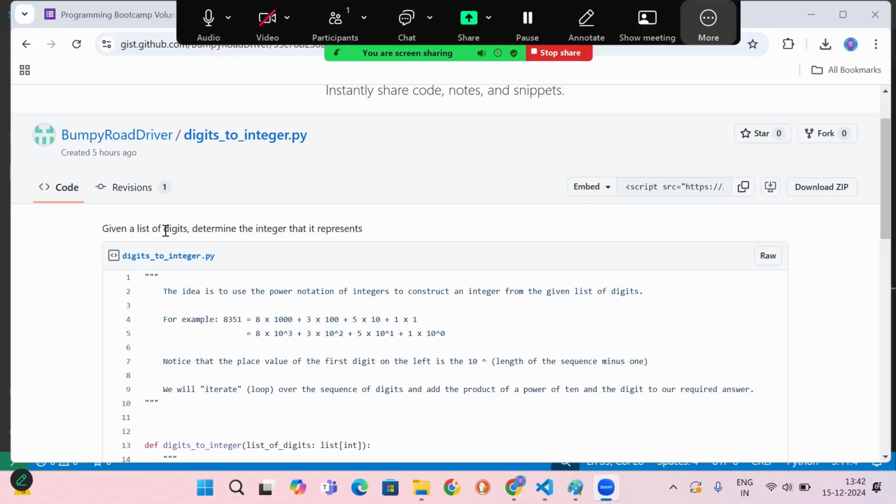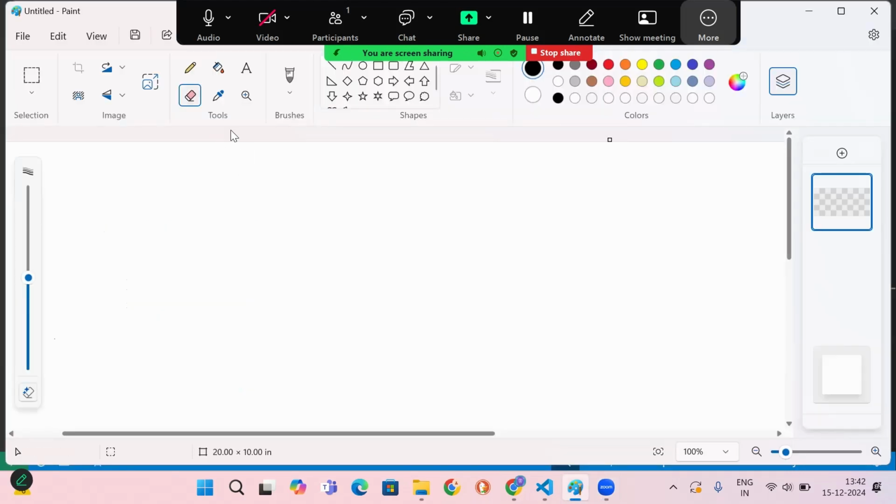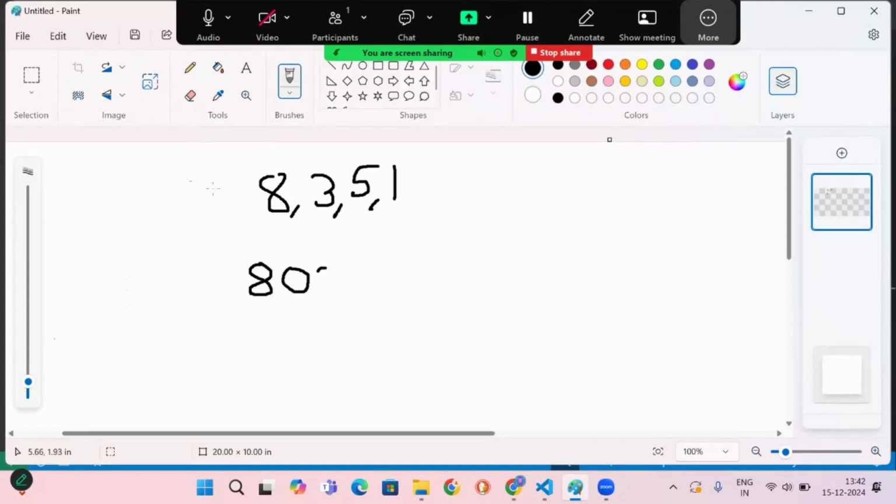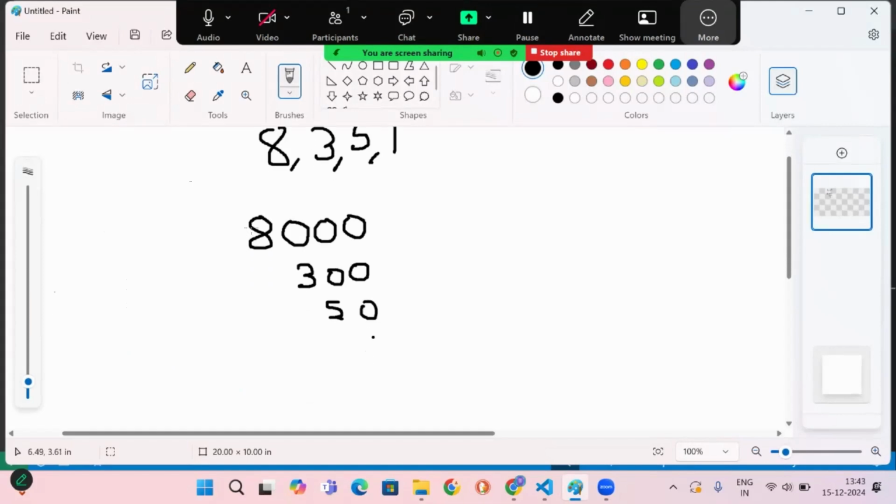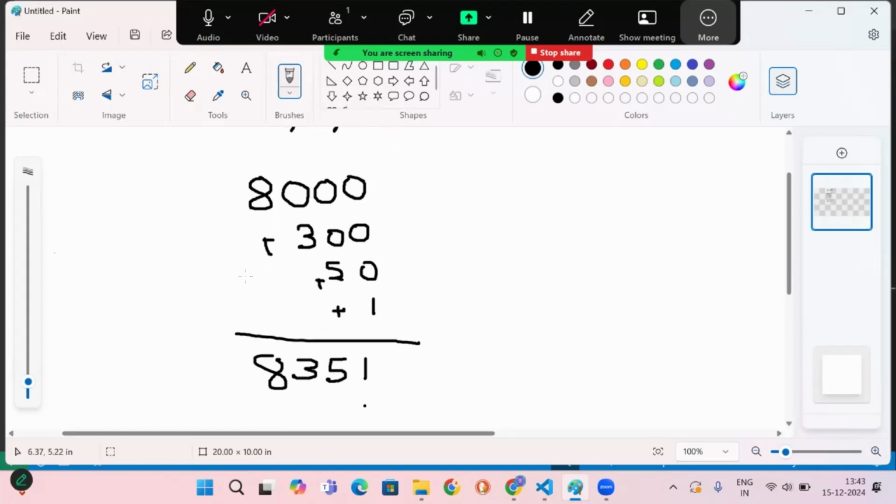Given a list of digits, we have to determine the integer that it represents. So the idea is something like, let's say we have a list like 8351. To construct an integer, we'll basically use this idea. The number can be broken down into 8,000 plus 300 plus 50 plus 1. And this math gives our answer.